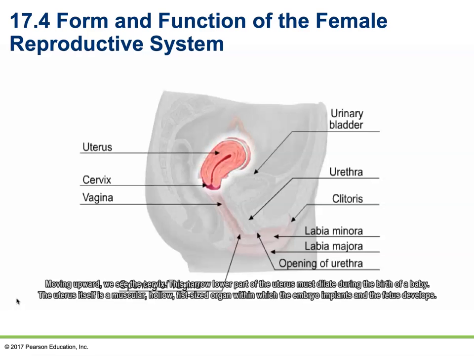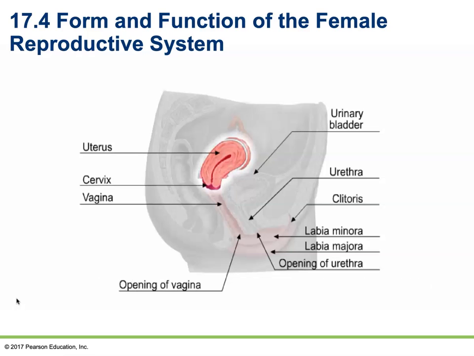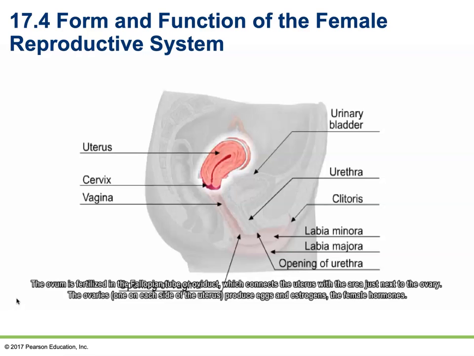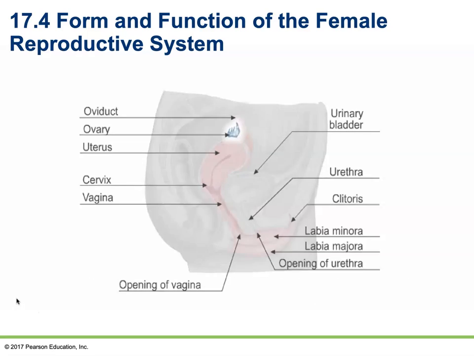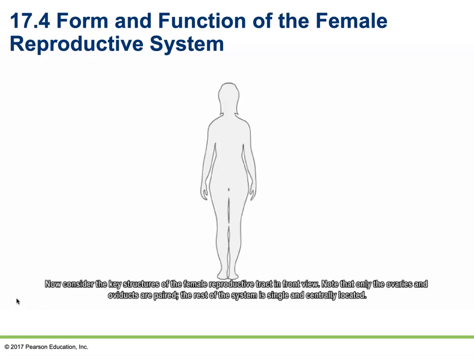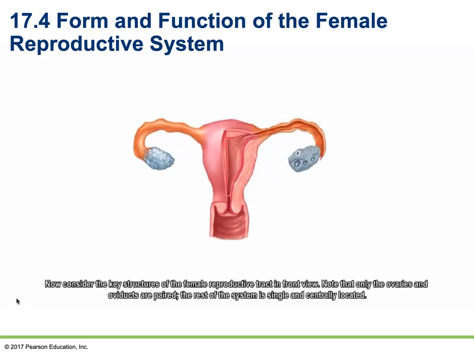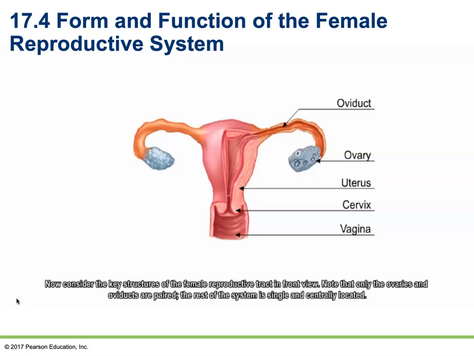The uterus itself is a muscular, hollow, fist-sized organ within which the embryo implants and the fetus develops. The ovum is fertilized in the fallopian tube or oviduct, which connects the uterus with the area just next to the ovary. The ovaries, one on each side of the uterus, produce eggs and estrogens, the female hormones. Now consider the key structures of the female reproductive tract in front view. Note that only the ovaries and oviducts are paired. The rest of the system is single and centrally located.